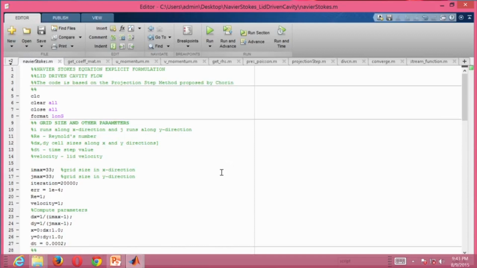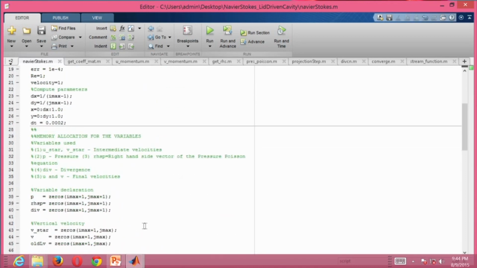First, we start with the grid. We explained initially with 4 by 4, but for the actual running of the code we ran with 33 by 33. So, imax is 33 and jmax is 33, the number of iterations allowed is about 20,000, and for the convergence criterion we set the limit at 10 to the power of minus 4, Reynolds number is 1 and the lid driven velocity condition is 1. Then we define the grid based on this. So, dx equal to 1 upon imax minus 1 and dy equal to 1 upon jmax minus 1, and dt is also set as 0.0002.